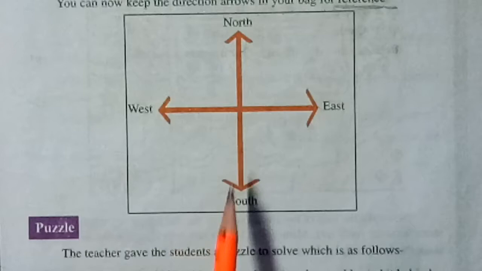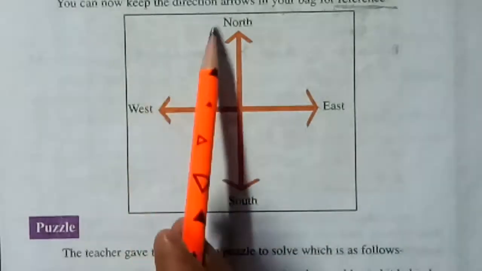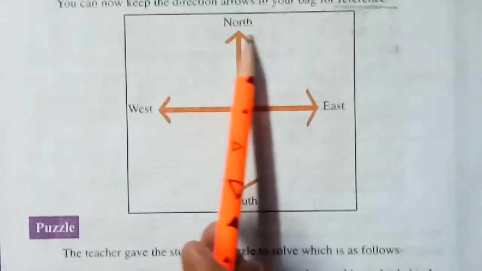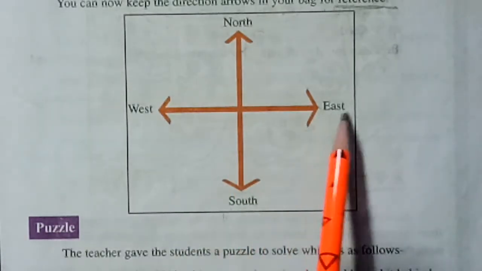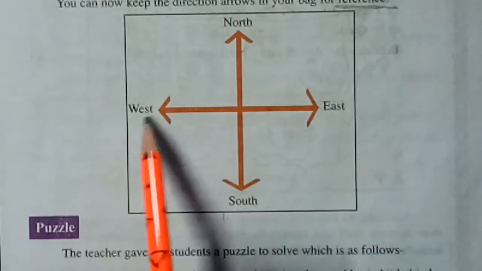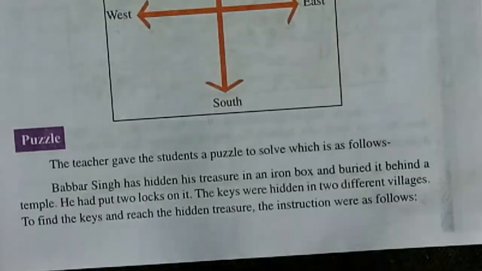North, south, east or west. N-O-R-T-H, north. S-O-U-T-H, south. E-A-S-T, east. W-E-S-T, west.